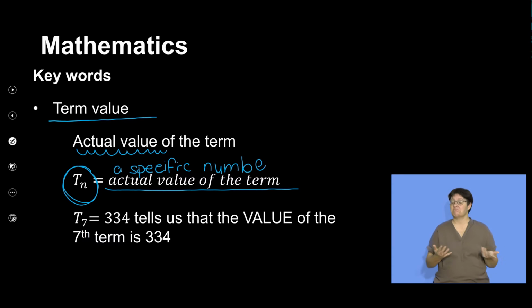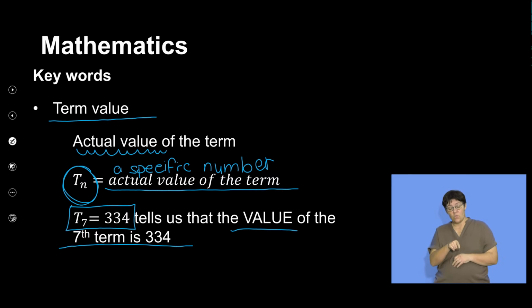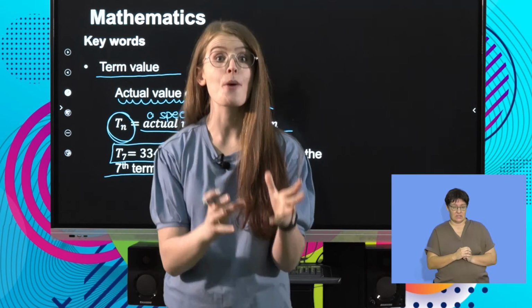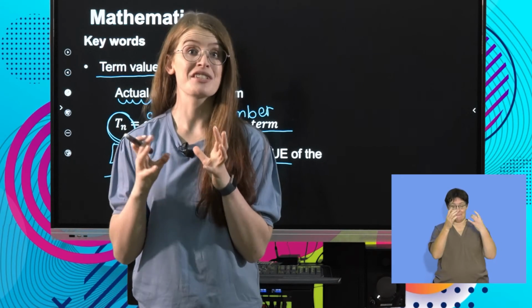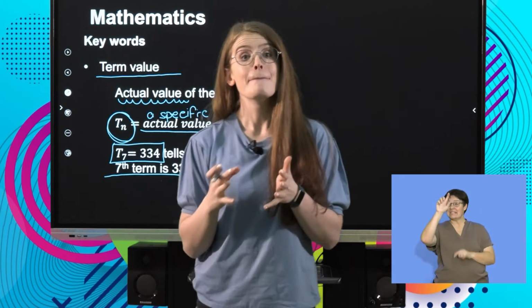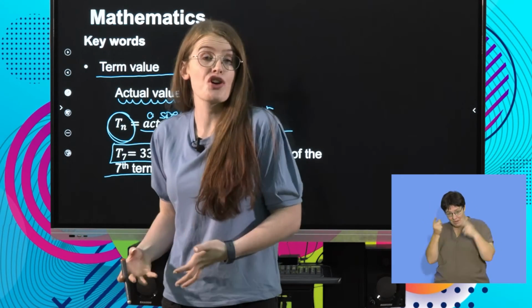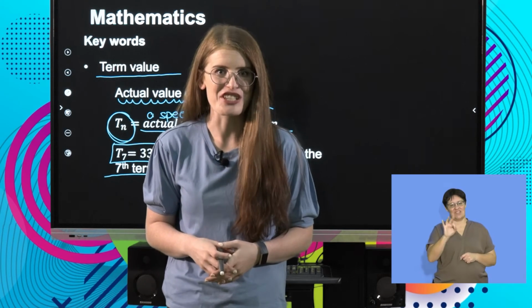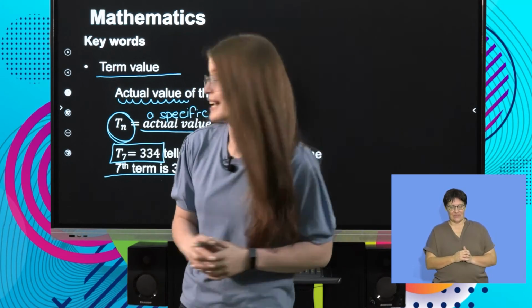So let's have a look at the line below. If I say T7 is 334, that means that the value of the 7th term is 334. So, with that example, 7 is my term number because it is the 7th term, but the value of the 7th term is 334. So the term value is 334. Great, let's look at the next one.